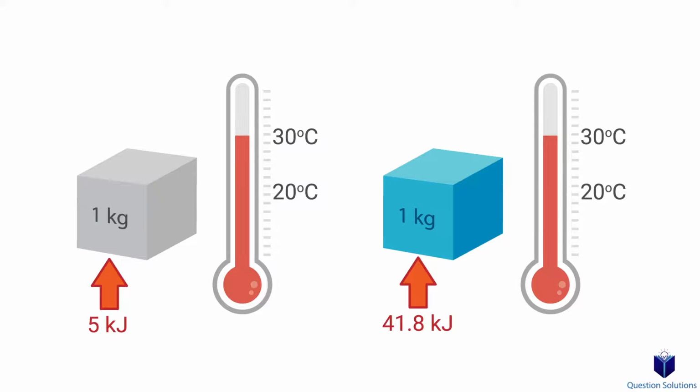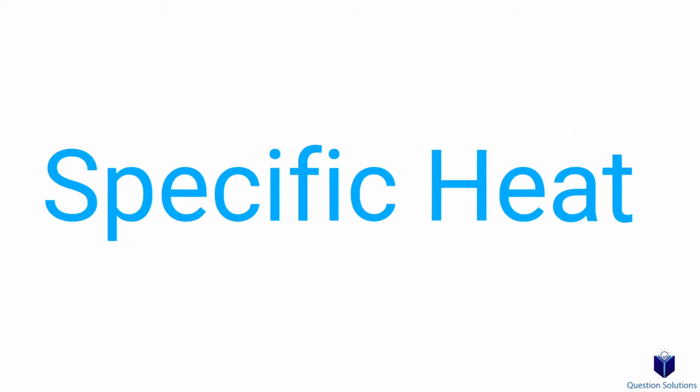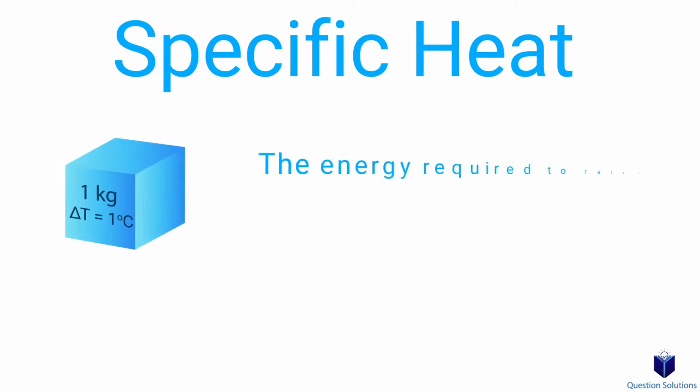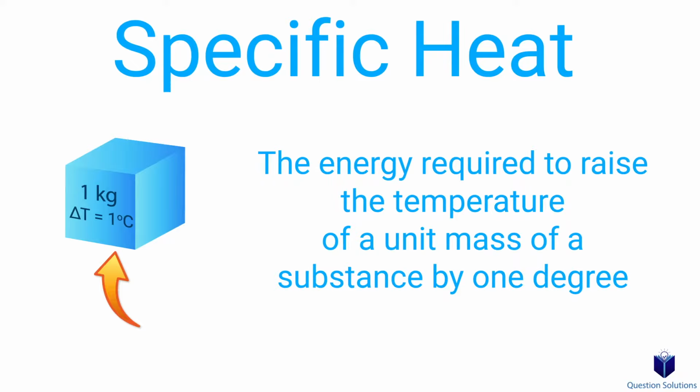It's good if we have a property that can compare the ability for energy storage in different substances. This is called specific heat. Formally, we can say that specific heat is the energy required to raise the temperature of a unit mass of a substance by 1 degree.